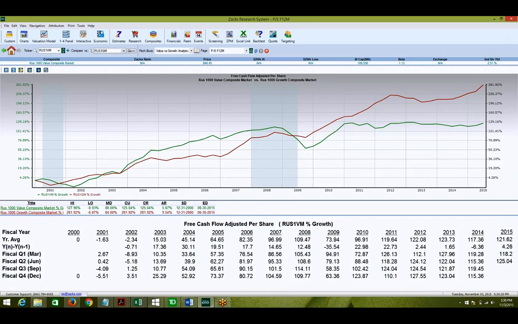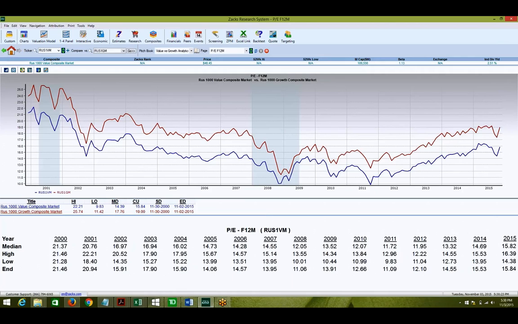Switching over to valuation, we know value stocks by definition trade at lower multiples, as you can see here, when compared to growth stocks or even the composite index. The Russell 1000 Value currently sits at a PE multiple of 15.84 compared to the 19 multiple for growth stocks. However, and more importantly, Zacks charting tools makes it easy to look at how deep that valuation discount is relative to the average discount over time. In other words, how does the current discount compare to the average discount historically?